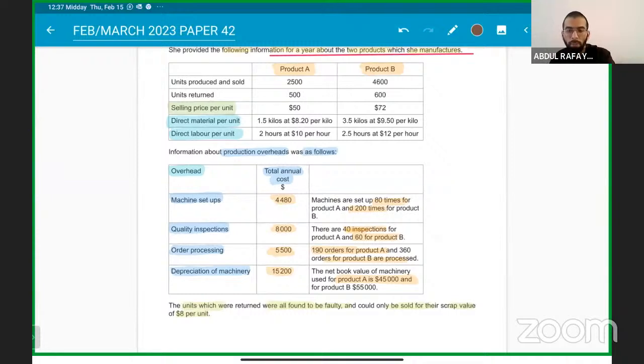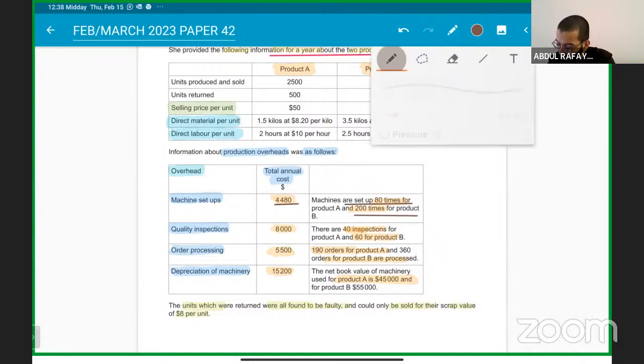Okay, machine for product A, the machine has to be set again 80 times. Machines are being set 80 times for product A, and 200 times for product B. So that is how we are going to split the cost. We need to understand that for this machine setup cost, we have got an overhead cost of machine setup of $4,480. So we need to understand that product A takes less time in machine setup, but product B takes more time. So what is the clarification here? Okay, sir, we need to charge more of the $4,480 cost to product B as compared to product A. We will charge less in product A and more cost in product B. Are you guys getting it with me?